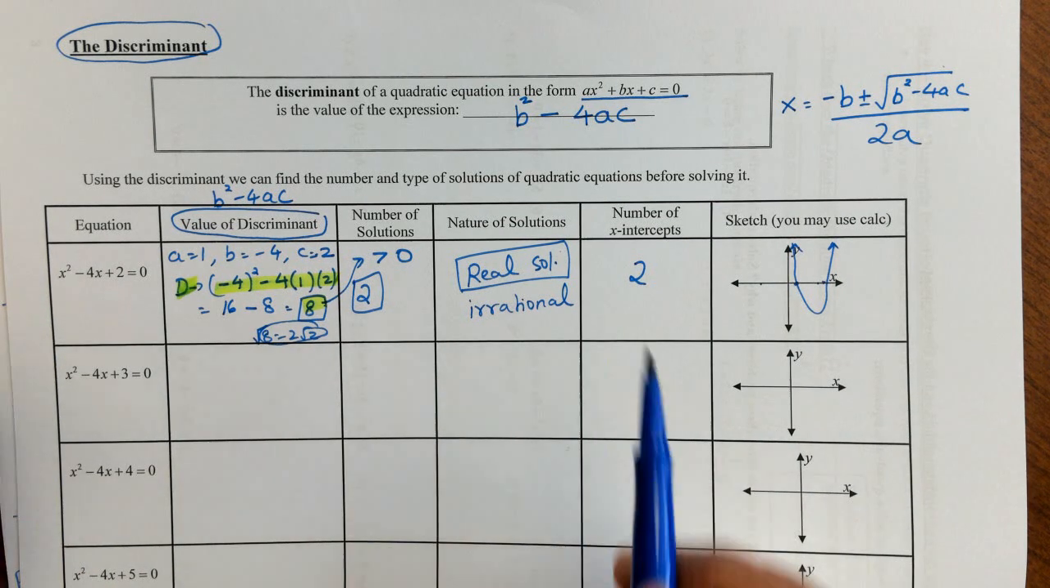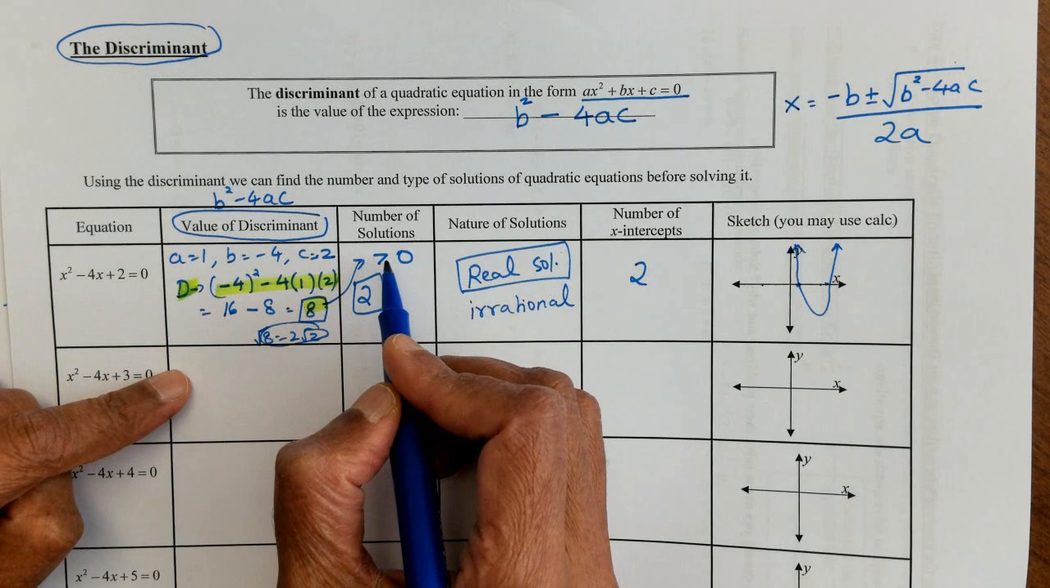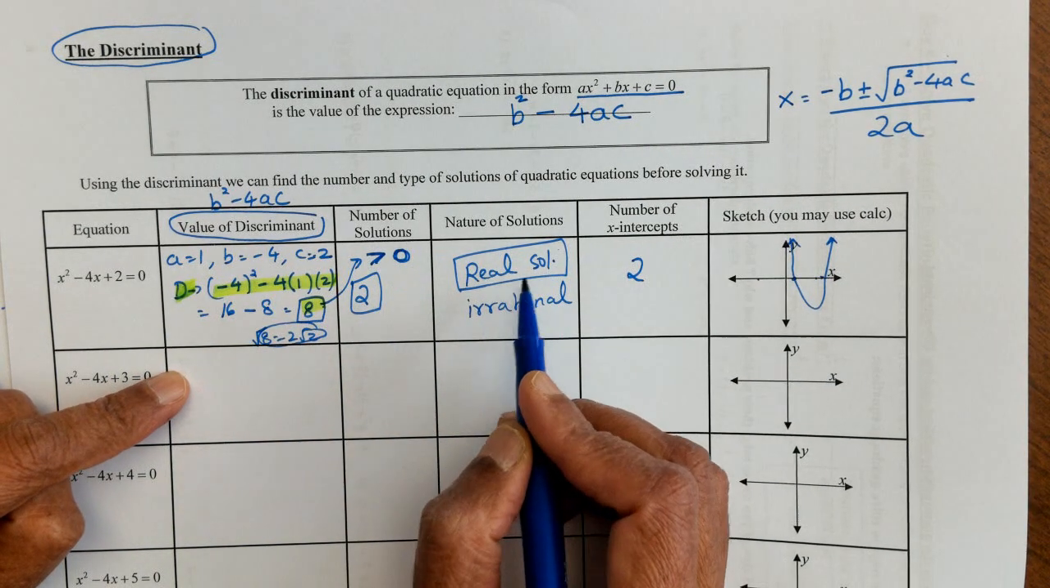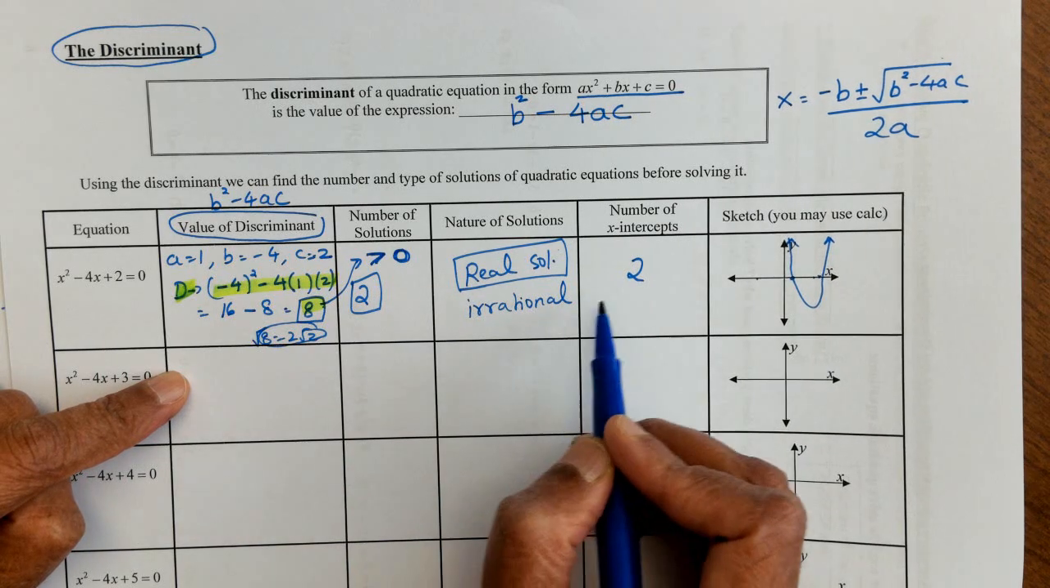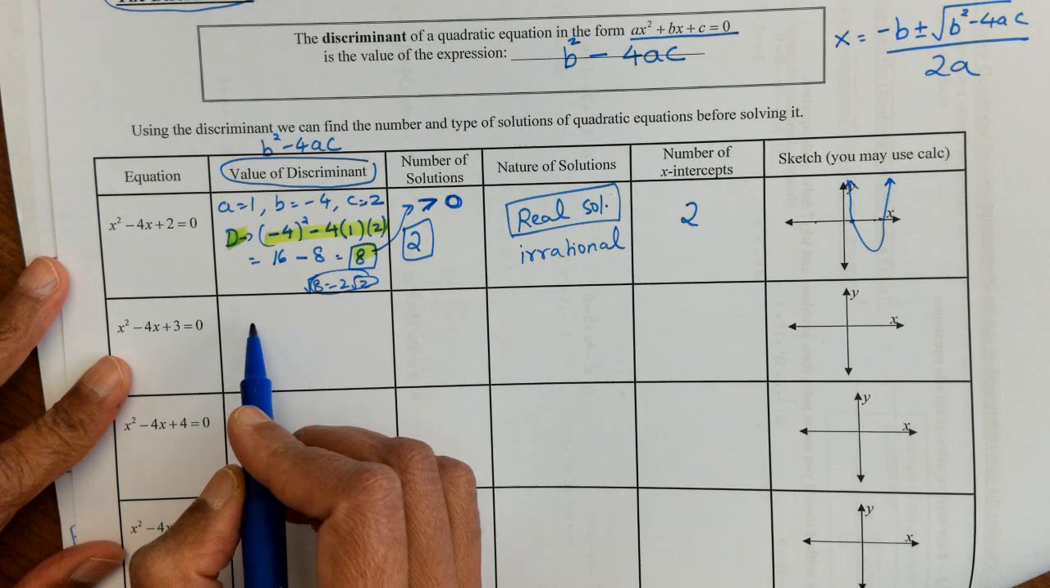So I think our main goal is to figure out that because the discriminant is positive, because it's greater than 0, I have 2 solutions, and those solutions are real solutions because there's no i involved. Yeah, that's our thing. Okay, let's keep going. Let's do the next one.